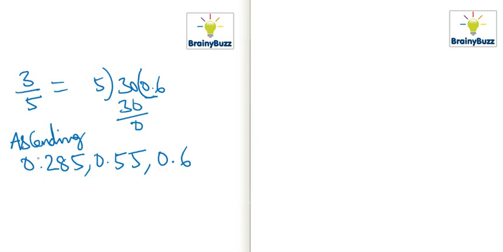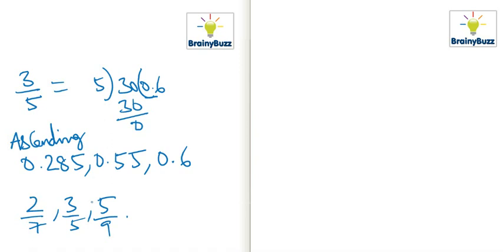Original fractions are 2 by 7, 3 by 5, 5 by 9. Like this process, we can find the fractions in ascending order or descending order. Descending order is reverse to the ascending order.